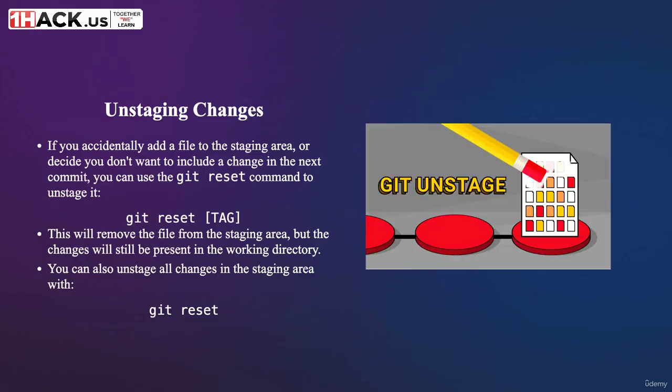Sometimes you may accidentally add a file to the staging area or decide that you don't want to include a particular change in the next commit. In these cases, you can use the git reset command to unstage the changes. To unstage a specific file, you can run the following command: git reset <file>. This will remove the file from the staging area, but the changes will still be present in the working directory. If you want to unstage all changes in the staging area, you can use the following command: git reset. The git reset command is a useful tool for managing your staged changes and ensuring that you only commit the changes you intend to.